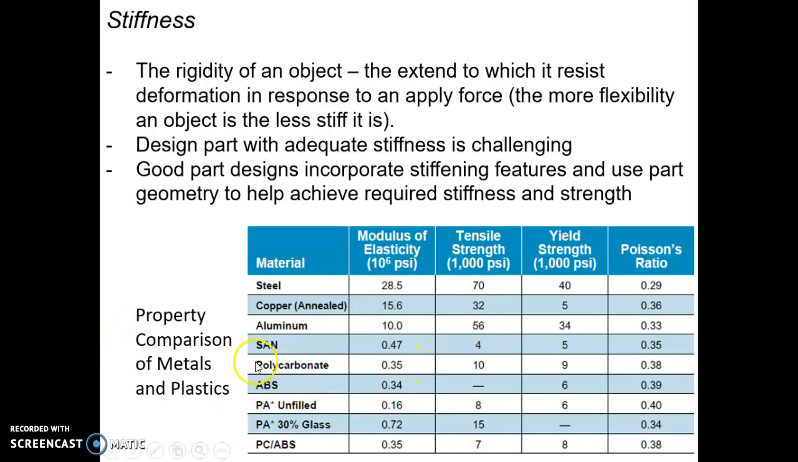Okay, yang ni dia punya property comparison of metal and plastic. So we can see the modulus of elasticity, tensile strength, yield strength, and the Poisson ratio of the metal and plastic comparison kat sini. So we need to consider all these properties between metal and plastic to promote the stiffness.